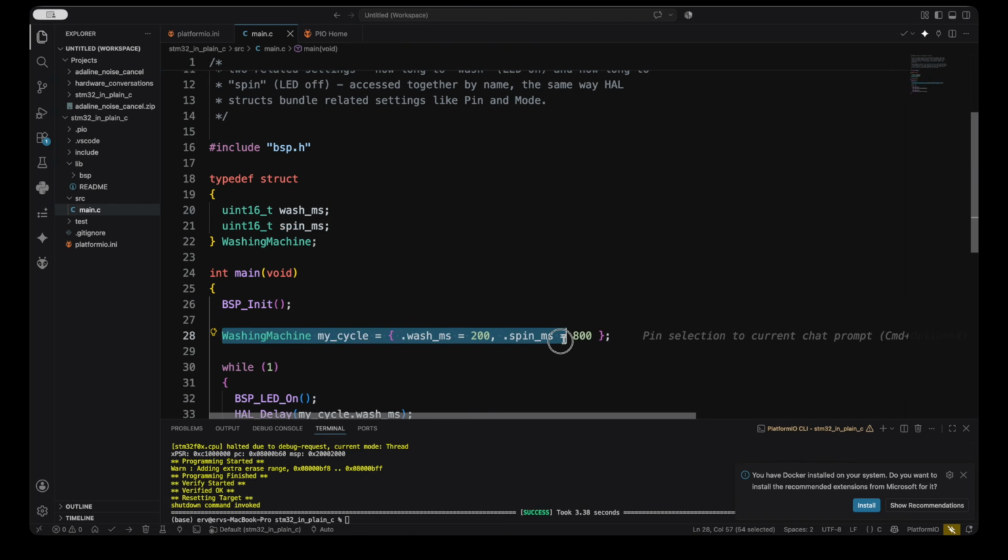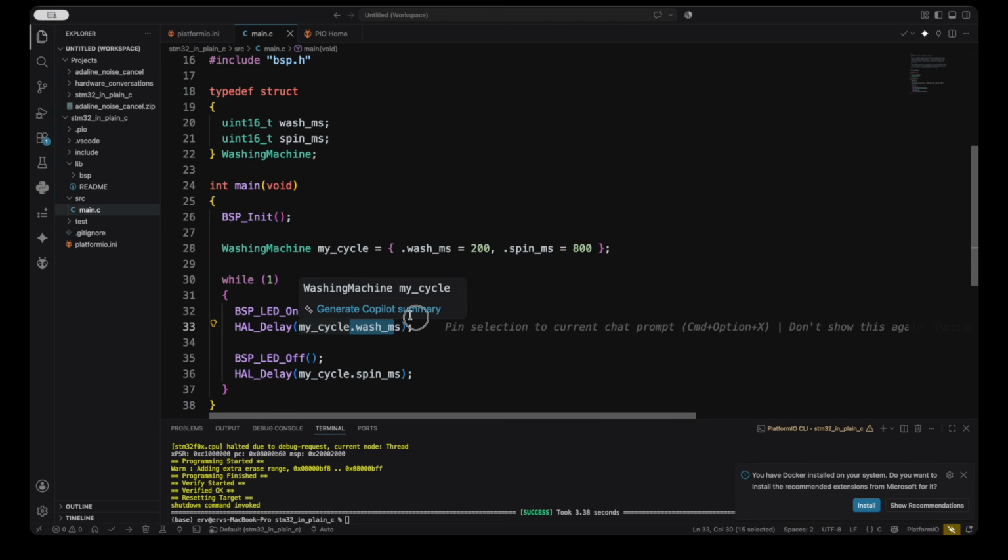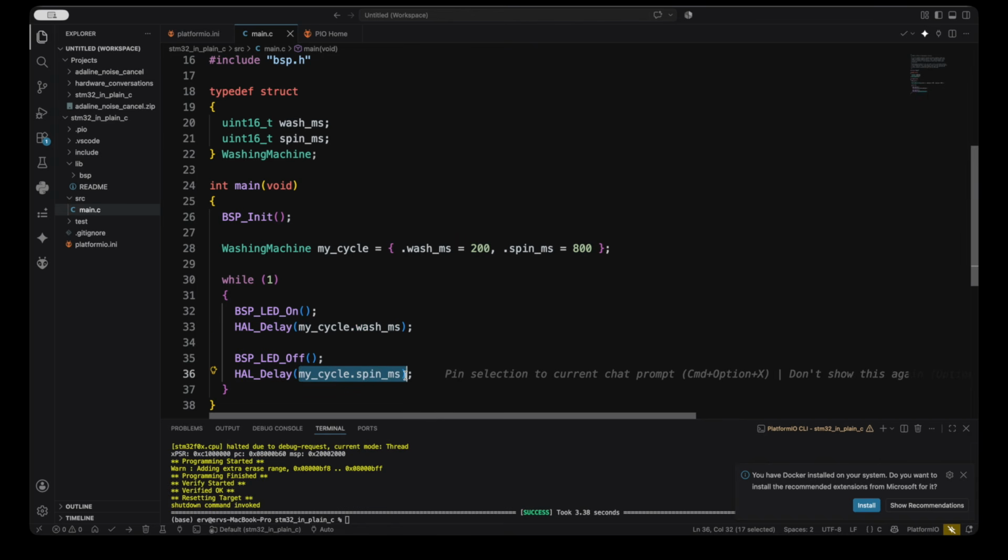This creates one real box from that blueprint and fills both slots at once. Dot notation, same as GPIO_InitStruct.pin. A lot of episodes ago, same idea. We've been looking at struct this whole time. We use .wash_milliseconds, .spin_milliseconds.